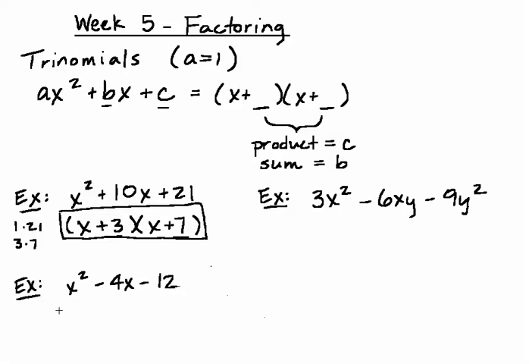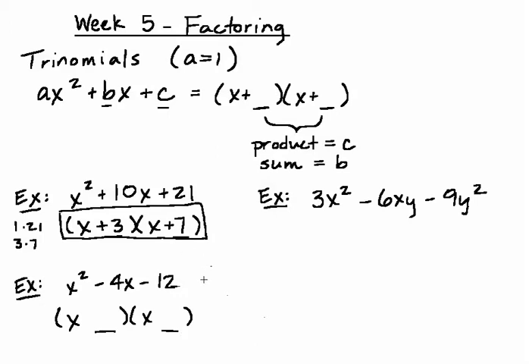Another example, x squared minus 4x minus 12. Again, you set up your parentheses. X goes in the first slots. And then you want to find two numbers that multiply to equal negative 12 and add to equal negative 4.